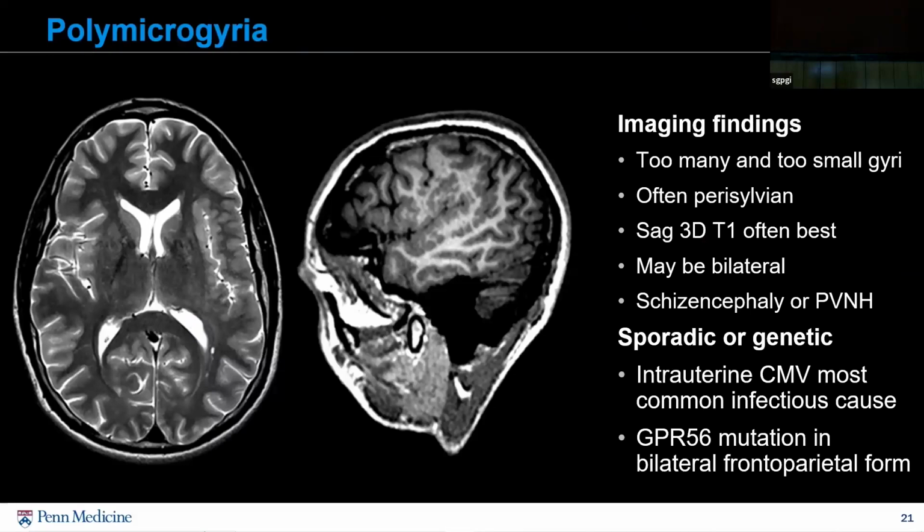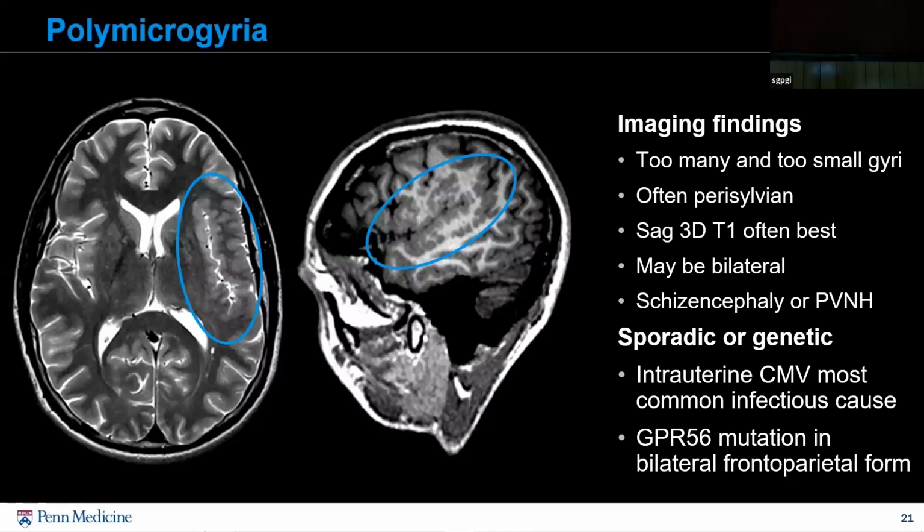Moving on, you'd be surprised how easily polymicrogyria can be missed. This is a malformation of cortical development, which, as the name implies, has too many and too small gyri. It's often perisylvian, and as a result, I think it's often best appreciated in the sagittal plane of high-resolution 3D T1 imaging, as you see here.